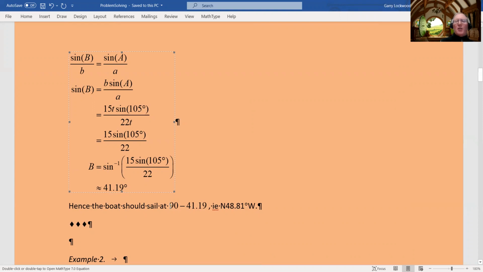So we should sail at 90 minus 41.19, which is north 48.81 degrees west. Or, let's put this in, it will sail at 270 plus 41.19, which is about 311.19 degrees. And I can't even see my degree symbol because it's behind my picture of myself.